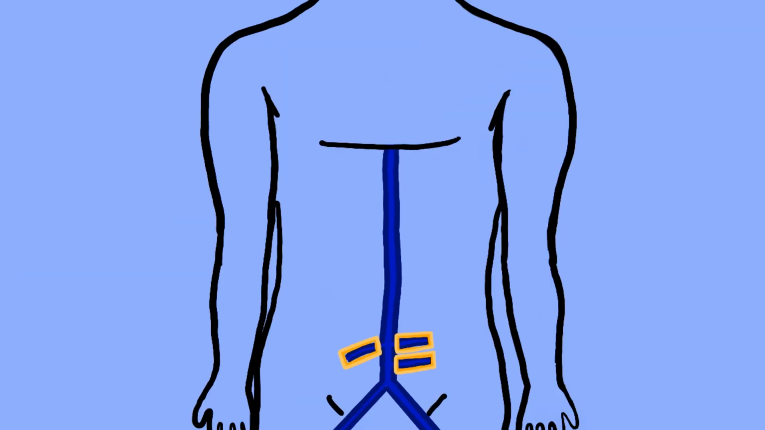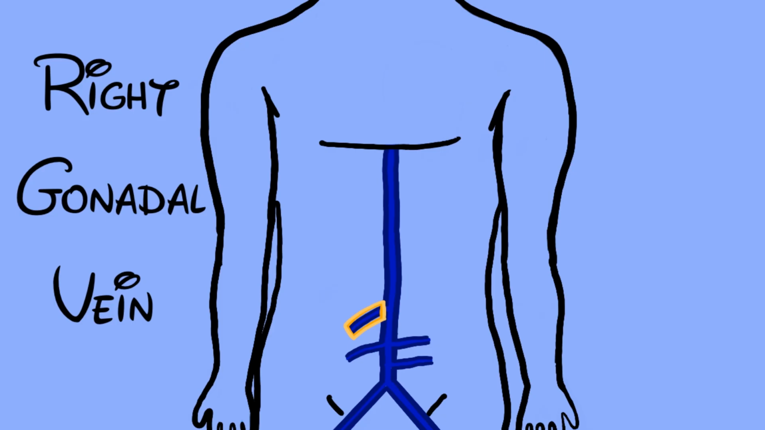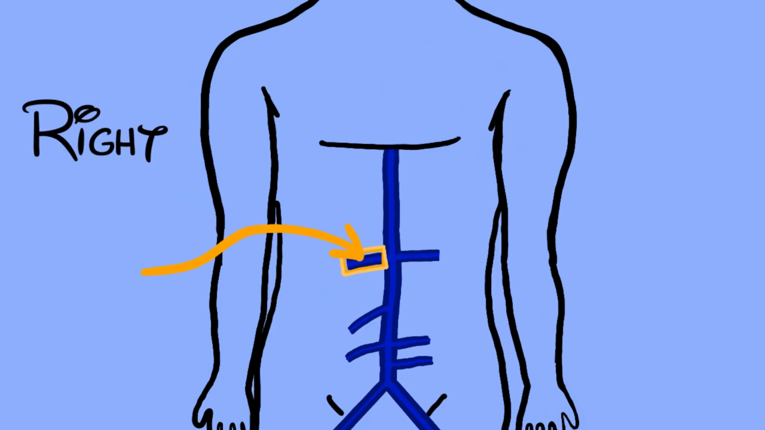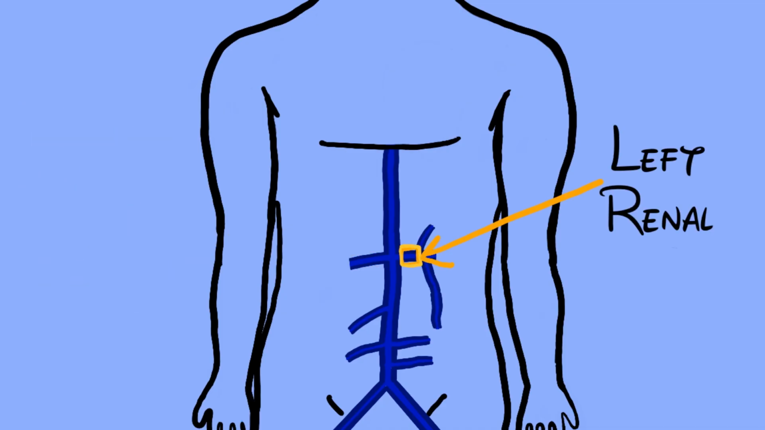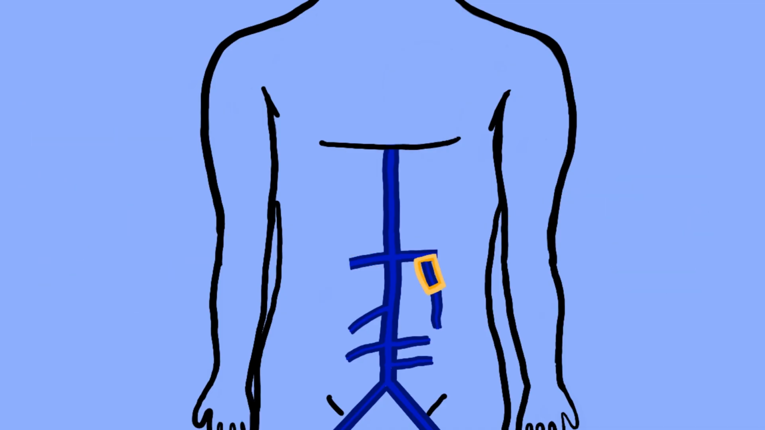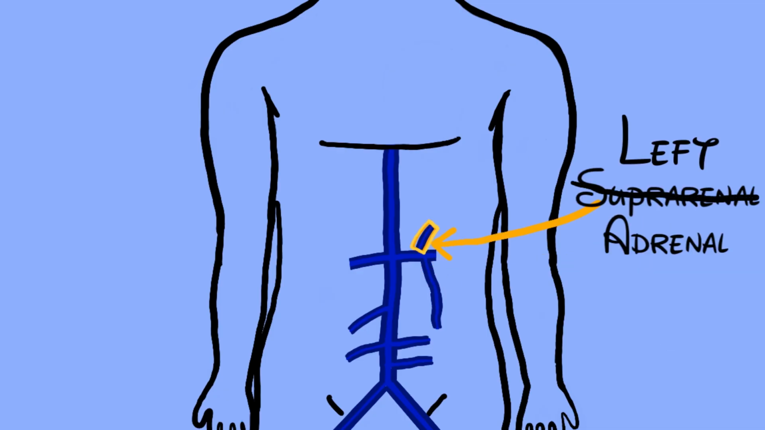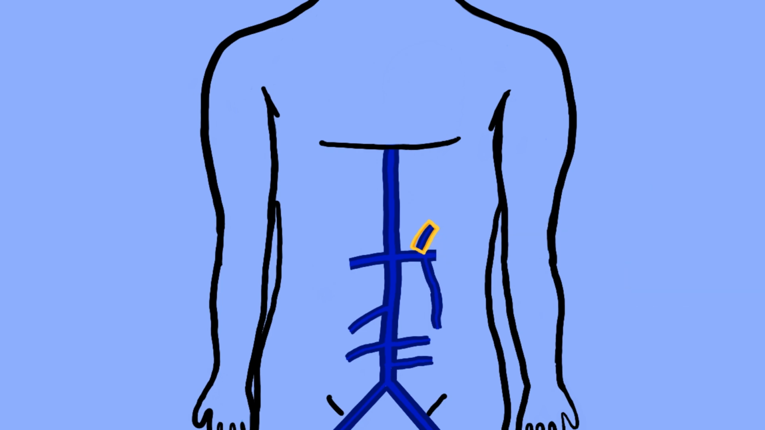The first veins to drain into the IVC are the lumbar veins. Then the right gonadal vein empties into the distal IVC. The right renal vein then drains into the right of the IVC. Before the left renal vein drains into the IVC, the left gonadal vein empties into the distal left renal vein, and the left suprarenal or adrenal vein empties into the proximal left renal vein. Then the left renal vein drains into the left of the IVC.